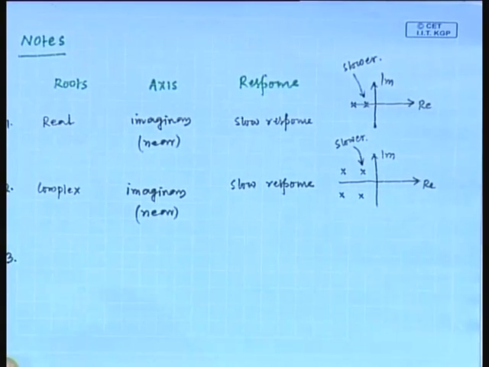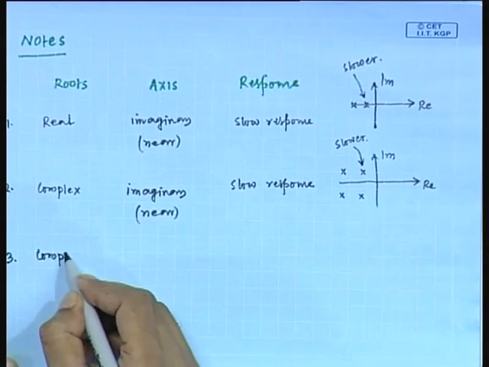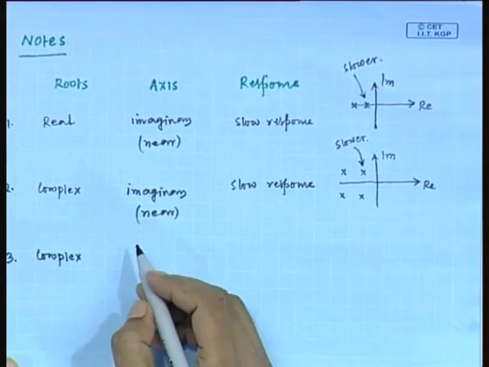Another important point is when the complex roots are away from the real axis.